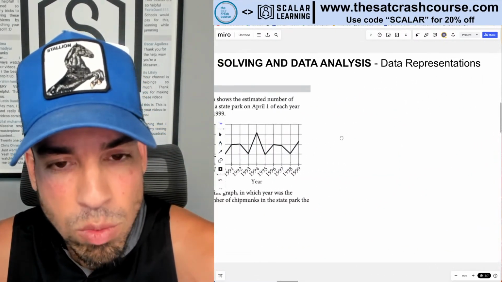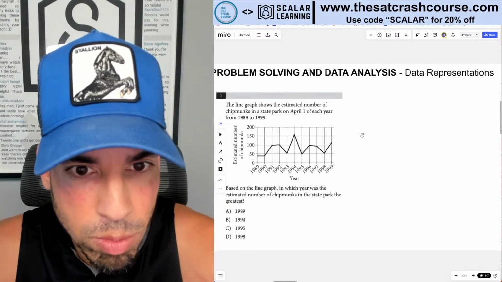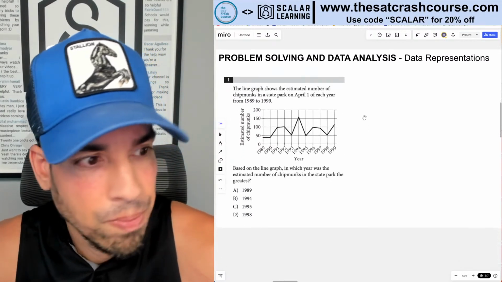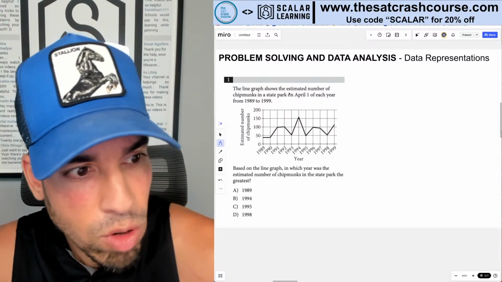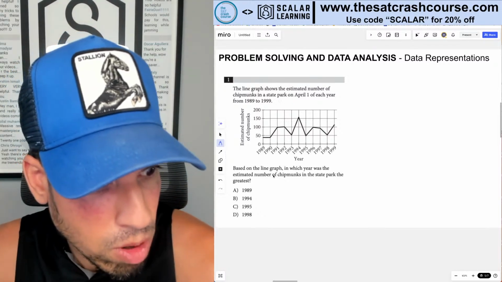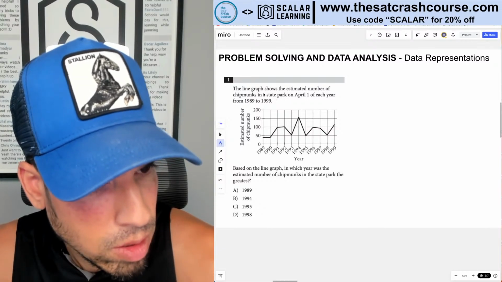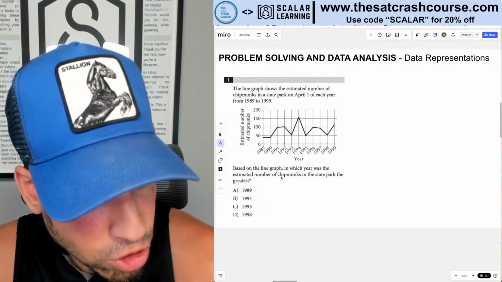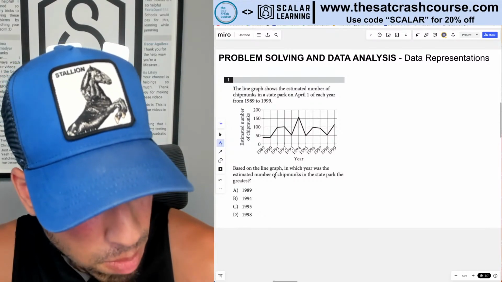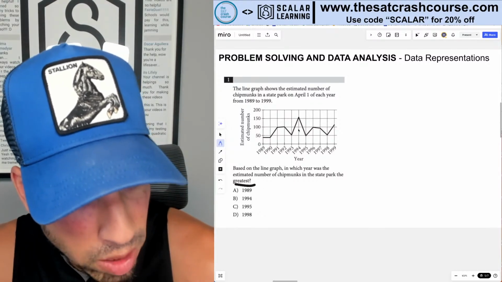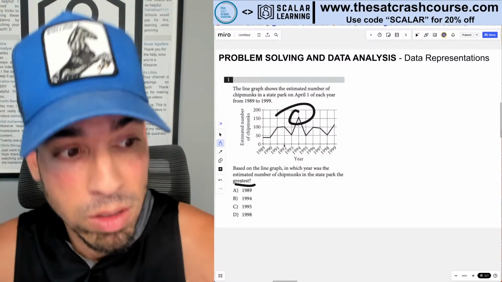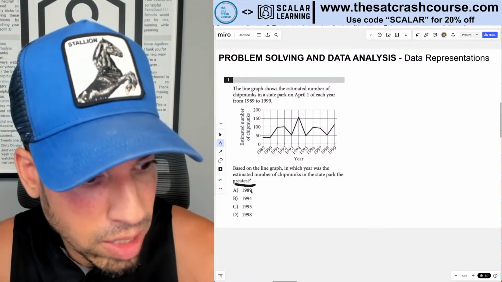Next, we get to data representations. All right, let me zoom out a little bit so you can see that top there. The line of the graph shows the estimated number of chipmunks in a state park. This is a representation of the number of chipmunks in the park, and it's just asking in which year the estimated number of chipmunks was the greatest. Just reading the graph, we don't have to say the amount, but we see it spikes there at 1994.